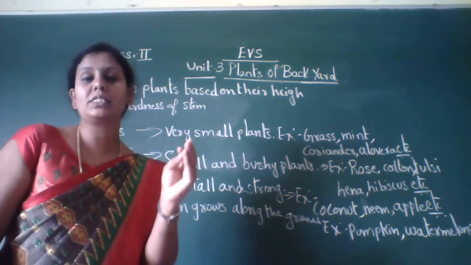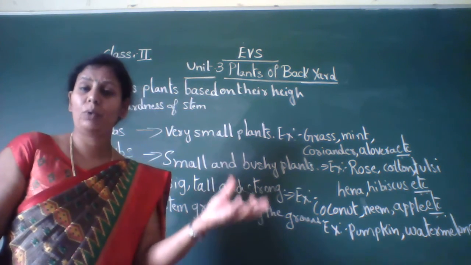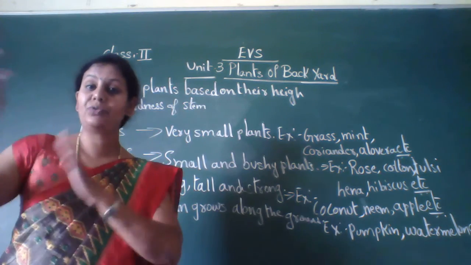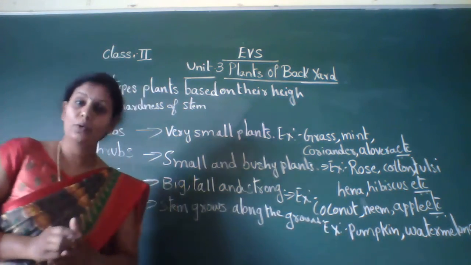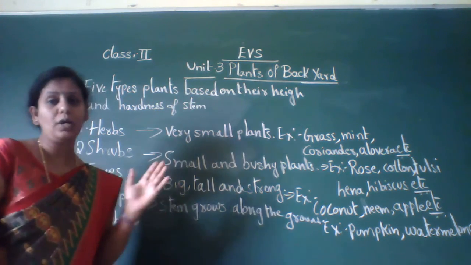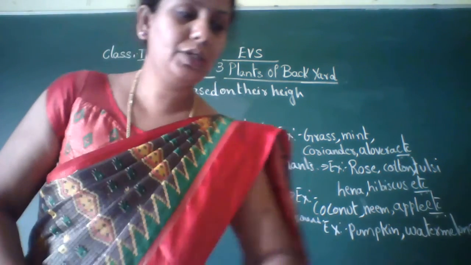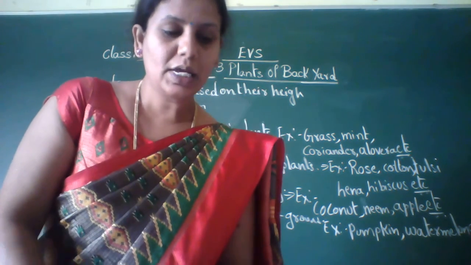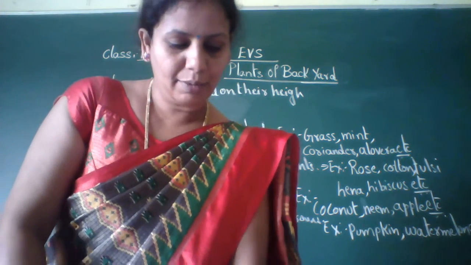If you give any support like a stick, pipe, wire, thread, wall, pillar or any other tree support, the stem of these climbers grows. Okay, with the support these climbers can grow. Such plants are called climbers. The stem which needs support to grow is called a climber.